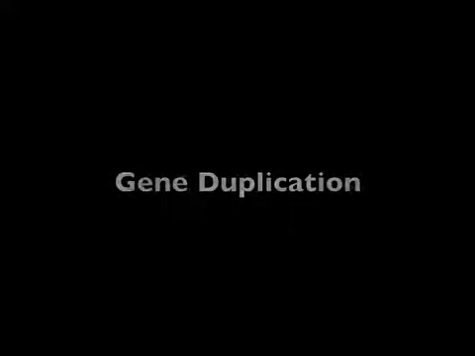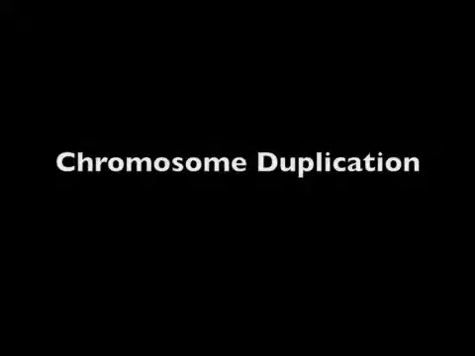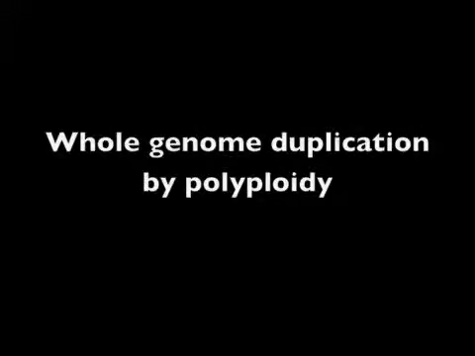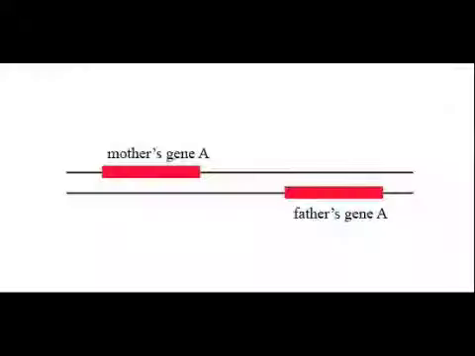Dr. Ohno showed that genetic information can be added a few genes at a time by gene duplication, many genes at a time by chromosome duplication, and whole genomes at a time by polyploidy, a process where all the chromosomes are duplicated. Gene duplication occurs by unequal crossing over. In this process, instead of lining up next to each other in meiosis, the gene from the mother and the gene from the father line up end to end.